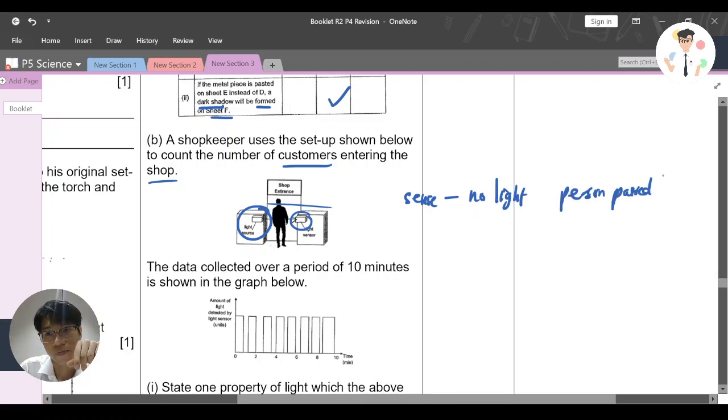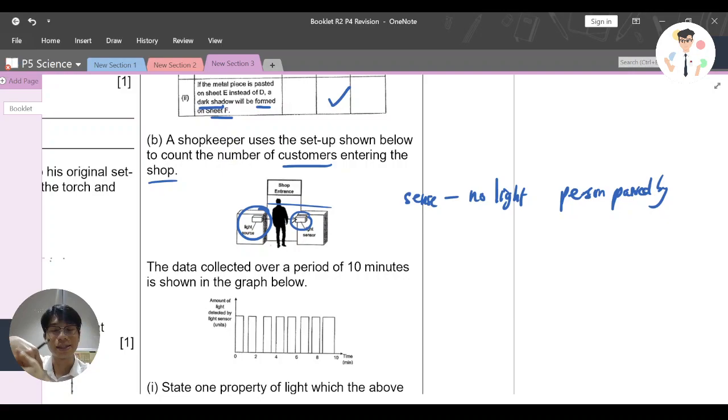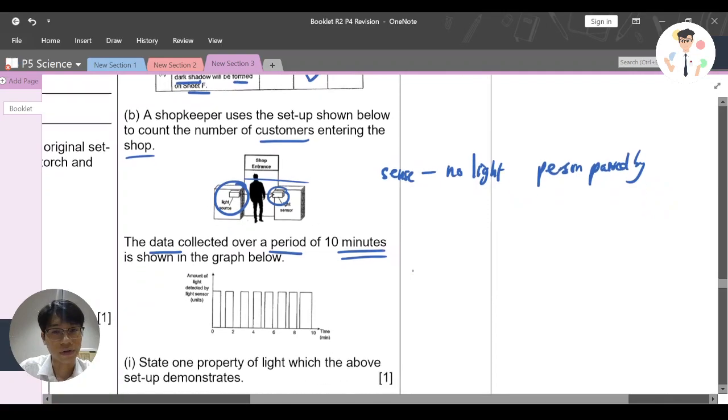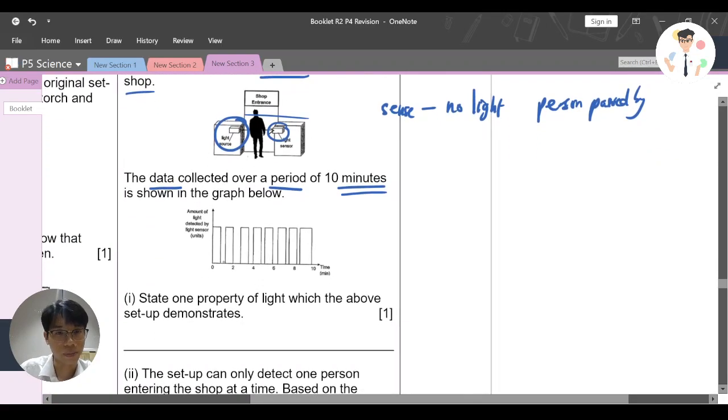Is it correct? Again, the light is just going on. If I pass through it, I block the light, then the light sensor cannot sense the light, meaning someone is passing through. So this data is collected over a period of 10 minutes. You can see this is basically how the graph looks. Up, down, up, down, up, down, because there might be someone who passes through.